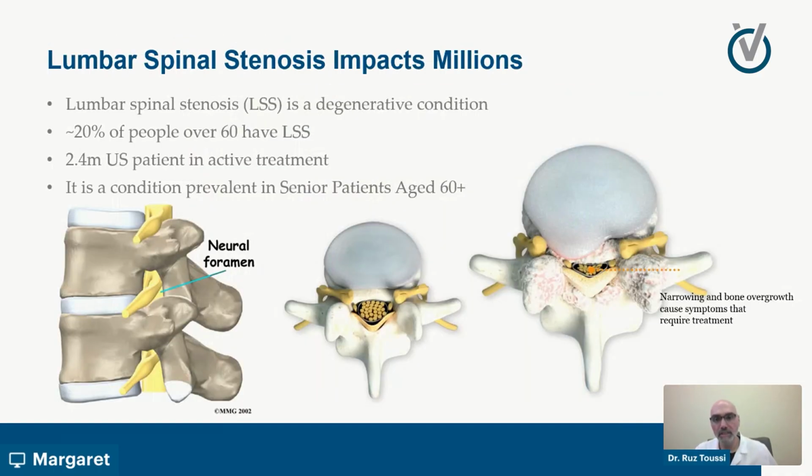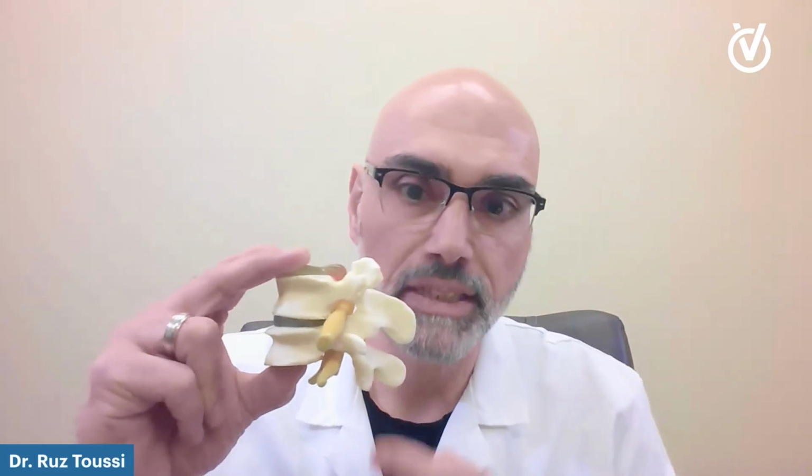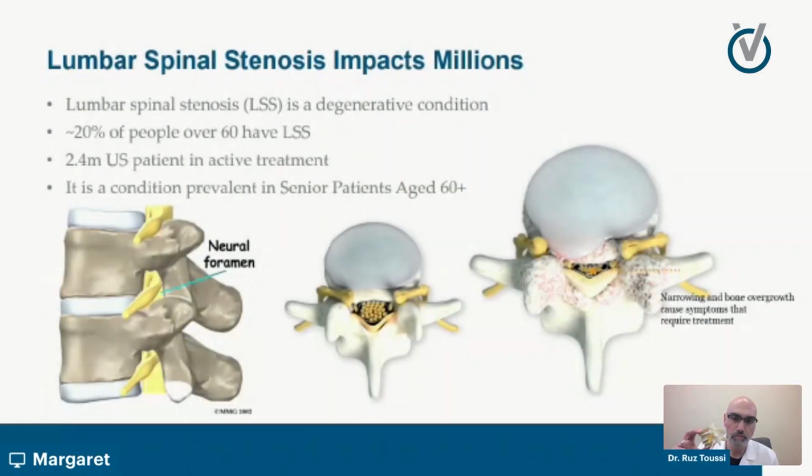So the topic of this conversation, lumbar spinal stenosis, affects a lot of people. It is a degenerative process affecting approximately 20% of people over 60. There's 2.4 million, if not more, people in active treatment for a highly prevalent condition. I'm going to try to use this model to show you when we talk about stenosis. Stenosis just means narrowing. So we're either talking about narrowing in this hole here, which we call the central canal, or narrowing in the side, which we call the neuroforaminal canal, where those nerves exit.